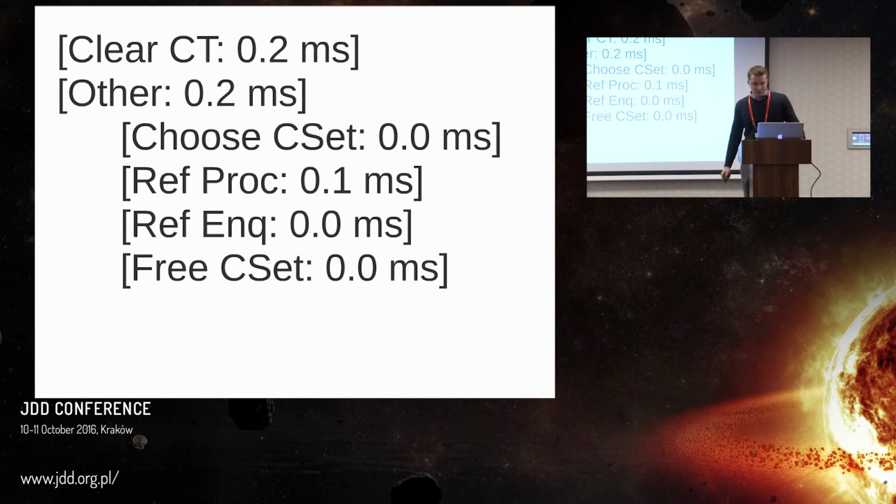And in the end, we have a summary of clearing card tables, choosing the next collection set, so the regions that will be included in the next collection, and reference processing. Here we are processing the soft, weak, and phantom references. If you have a lot of caches on weak or soft references, then this can take a significant amount of time, and we are releasing the previous collection sets.